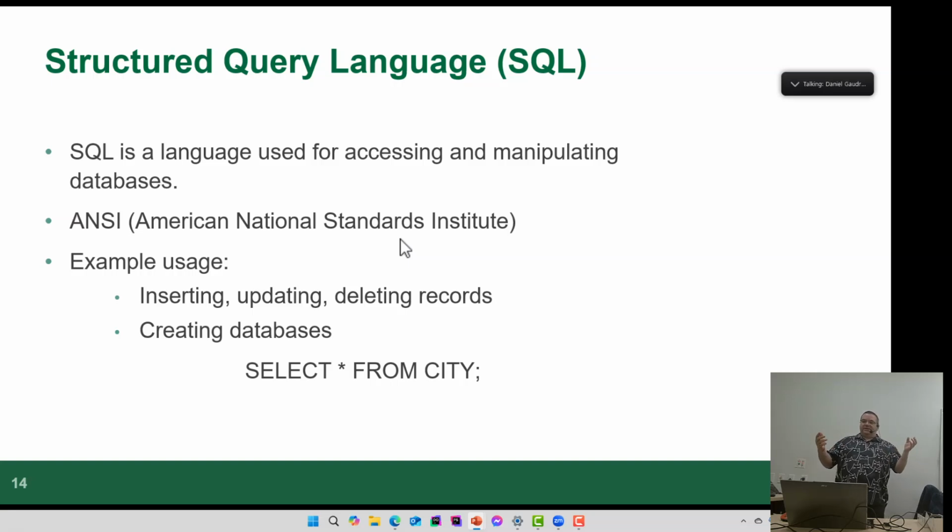So SQL is the language used for accessing and manipulating databases. It's been around since the 70s. I learned SQL when I went to school, in 95-ish. Yeah, let's go with 95. 90% of what I learned is the same today. SQL has not changed. Why? Because they got it right the first time. Now, they have made improvements to it since then. I learned on Oracle 7. Yeah, Oracle 7.